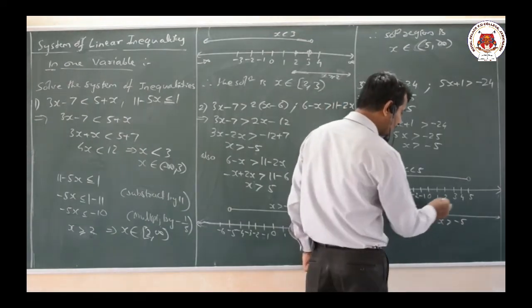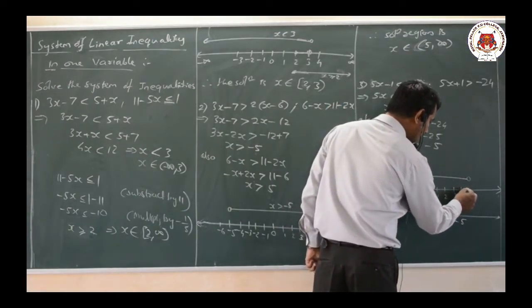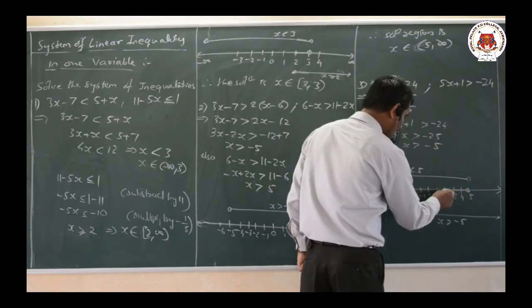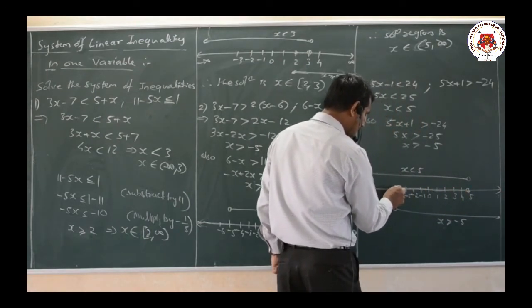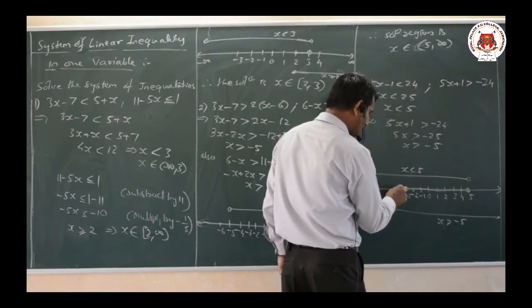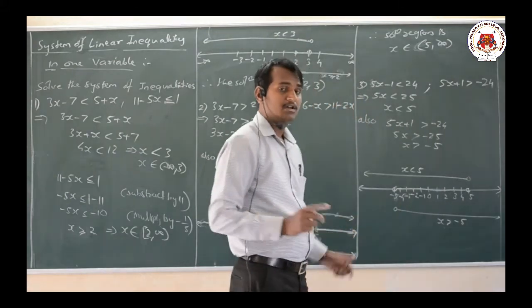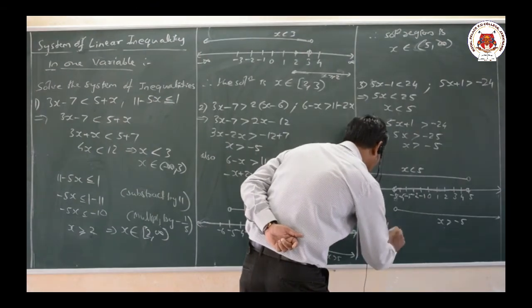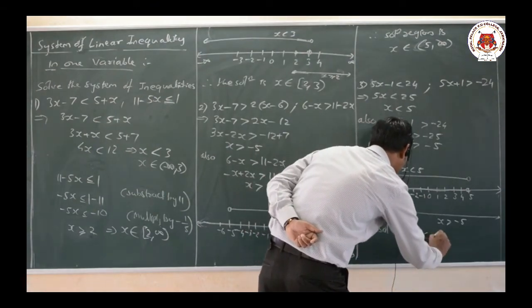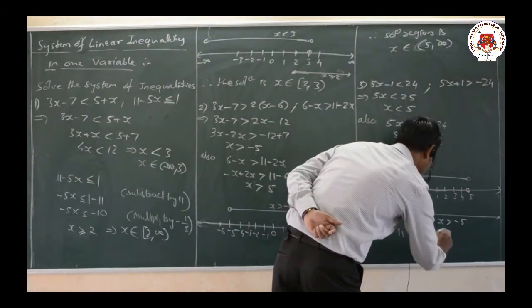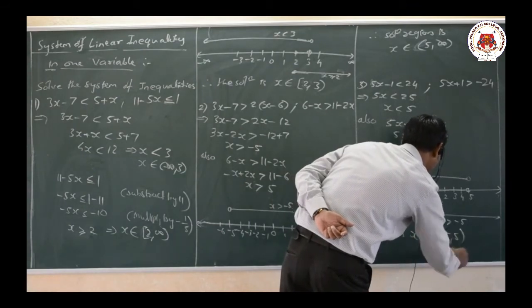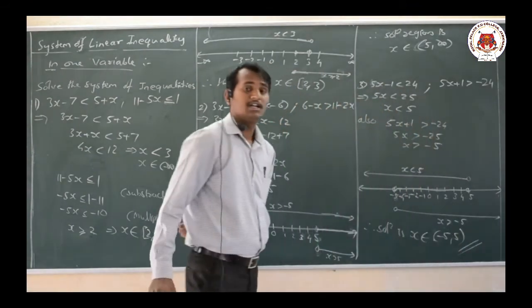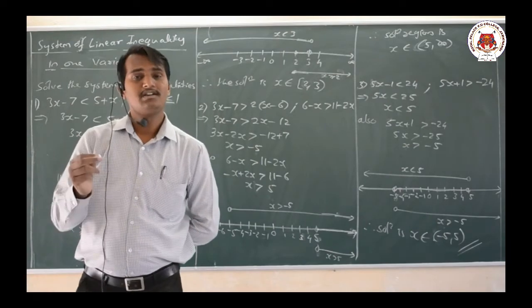What is the common region? Here we can observe that this particular region, not including minus 5 and 5, lies between those two terms. So therefore, what is the solution? The solution is x belongs to minus 5 to 5. That is nothing but our required very simple solution.